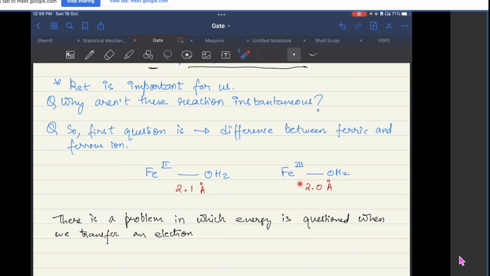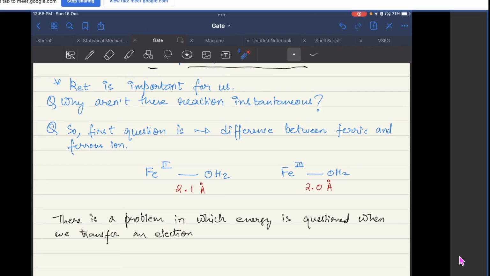Now what will happen in the complex structure is that the bond length will get compressed, or reduced, here, and here it will get expanded. The bond length of my ferric will increase because it is converting to ferrous.